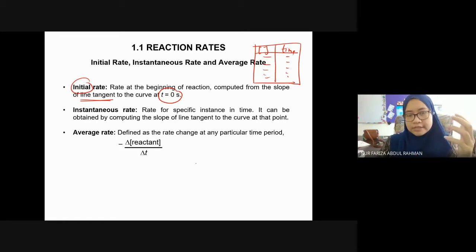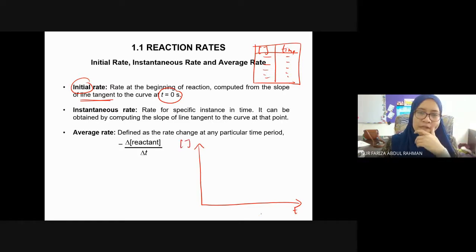So first step, when you get this data, you have to have your graph paper. You have to plot a graph of concentration versus time. This is X, this is Y. Okay, so you plot. When you plot concentration versus time, you will get a curve. So let's say you connect the best fit, like that.